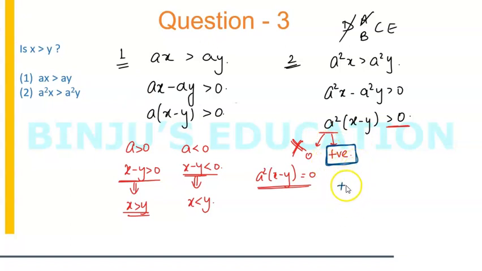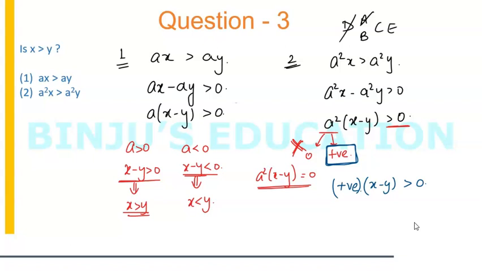So A square is positive, which means a positive number is multiplied by X minus Y and the result is also positive, which means X minus Y can only be positive. X minus Y cannot be 0 because positive multiplied by 0 will give me 0. That's not feasible. And X minus Y cannot be negative because when a positive number is multiplied by a negative number, then the result becomes negative.